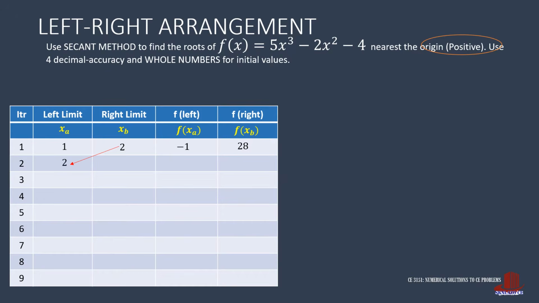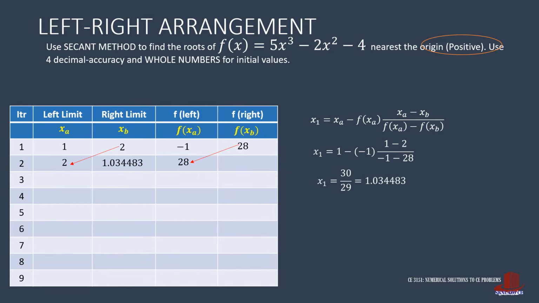The second xa is just the old xb, which means the old f of xb replaces f of xa. The succeeding x is solved using the function we derived, where we have 1 less negative 1 times the ratio of 1 less 2 over negative 1 minus 28, which turns out as 30/29, or 1.034483. This is the new xb.